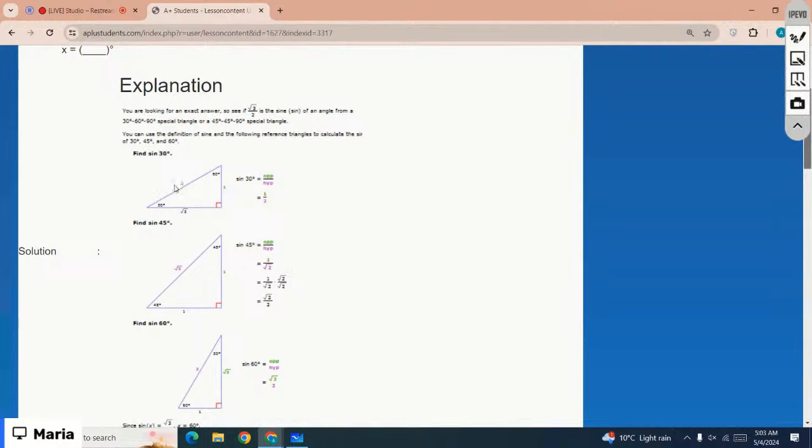We can calculate the sine 30. Sine 30 equals, here is the 30-degree angle. That would be opposite over hypotenuse. Opposite is 1 and hypotenuse is 2. So that is 1 over 2, right?